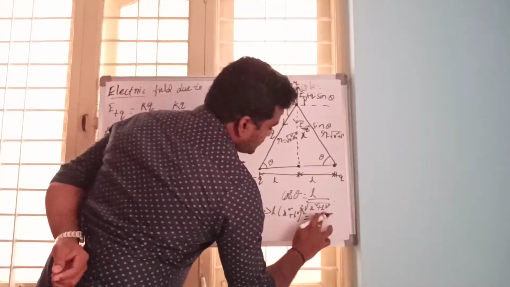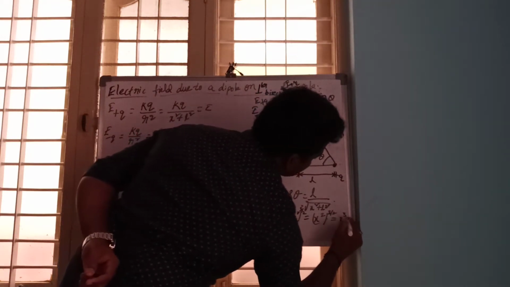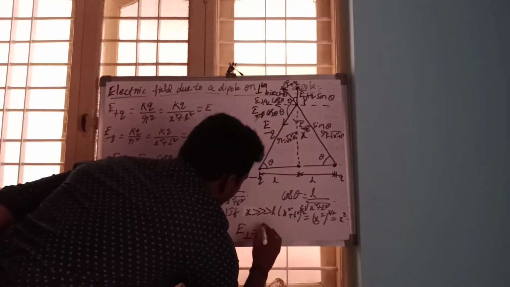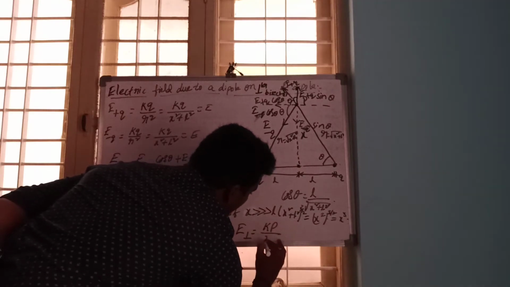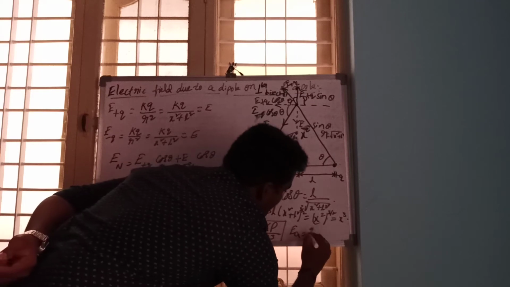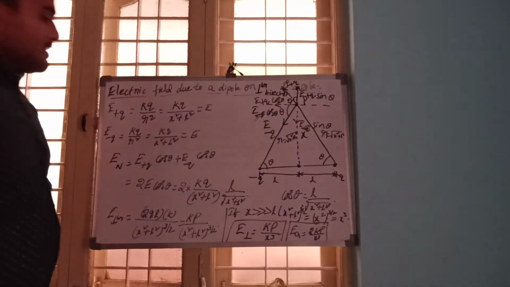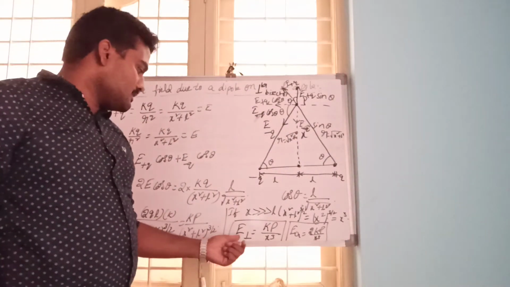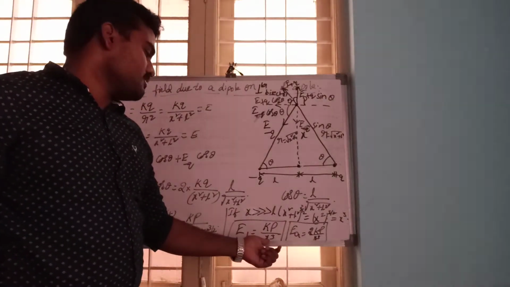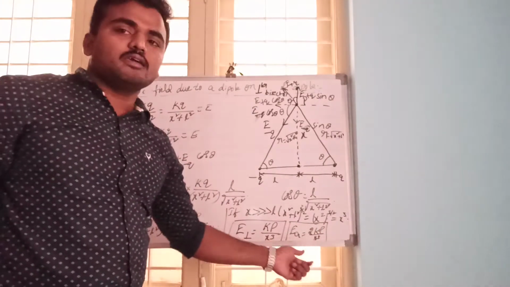x square whole power 3 by 2 is equal to x cube. So finally E perpendicular will become kp upon x cube, and we have E axial equals 2kp upon x cube. So the electric field due to a dipole on the perpendicular bisector of the dipole is equal to kp by x cube, and on the axial line of the dipole it will be 2kp by x cube.